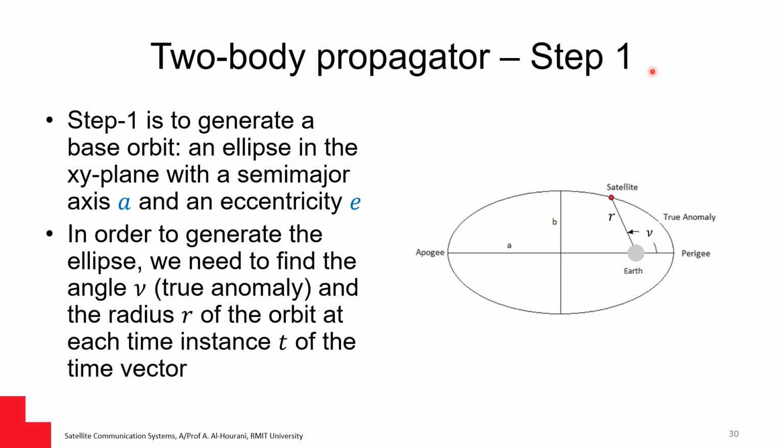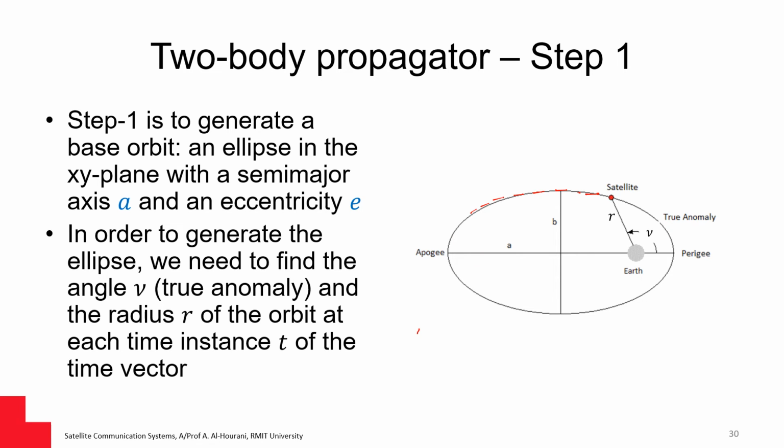Let's have a deeper look into how to generate a Keplerian orbit. The first step, as we said, is to generate the base orbit, which is an ellipse. In order to draw an ellipse, you need to know the semi-major axis, which is an input parameter, and also the eccentricity e. A satellite at the beginning, as we said, is at an angle nu, which is the true anomaly, and at a certain distance, let's call it r. So what we need to do now is to find the series of points on this ellipse that the satellite will be positioned at every time instance.